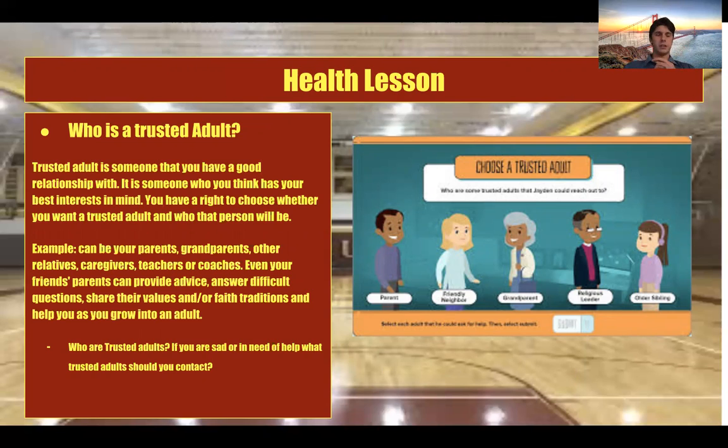A trusted adult is someone that you have a good relationship with, someone who you think has your best interests in mind. You have a right to choose whether you want a trusted adult and who that person will be. For example, it can be your parents, your grandparents, other relatives like your sister or brother, or anyone in your family, cousins. You've got caregivers, teachers, coaches, or guidance counselors. Even your friends' parents can provide advice, answer difficult questions, and share their values or faith traditions and help you as you grow into an adult.